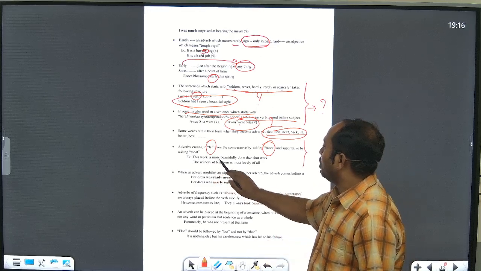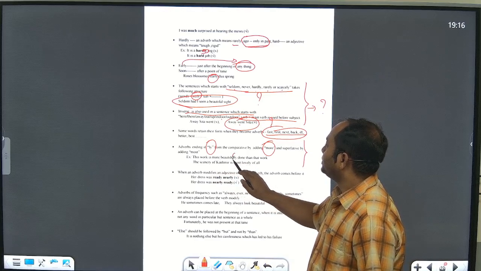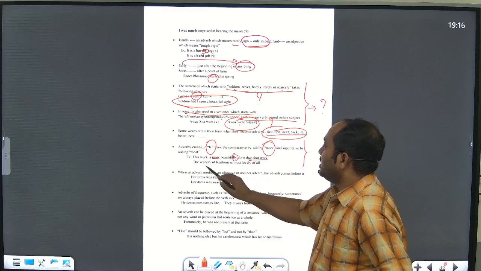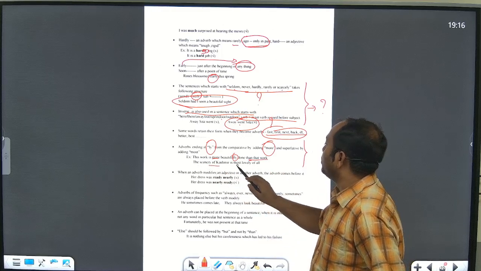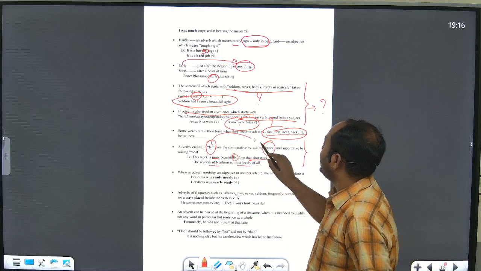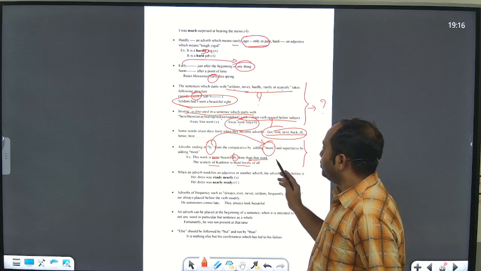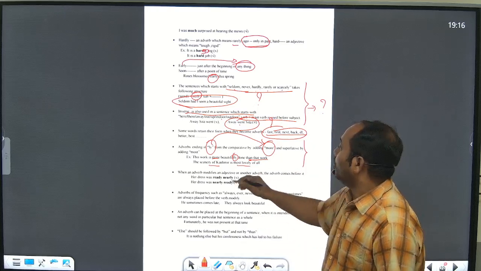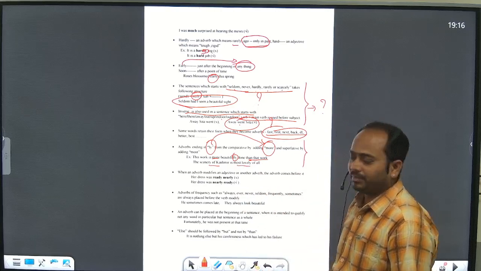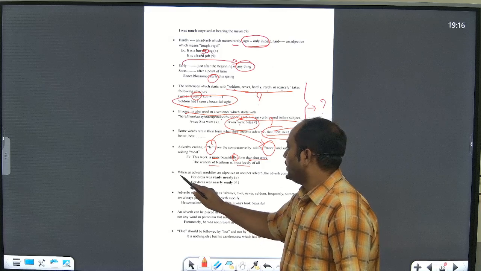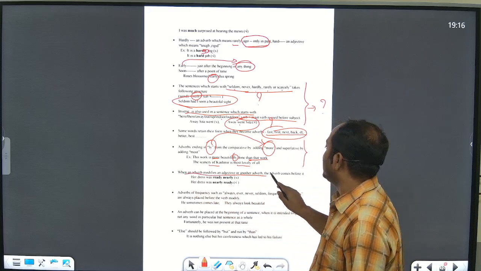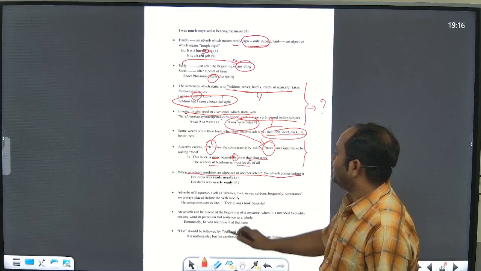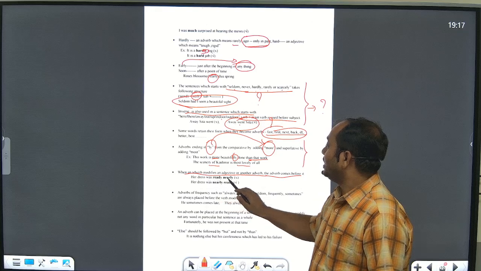"This work is more beautifully done than that work." "The scenery of Kashmir is most lovely." So adding ly to the adjective, we make the comparative and the superlative. More beautifully, superlative form. When an adverb modifies an adjective or another adverb, the adverb comes before it. "Her dress was nearly ready."